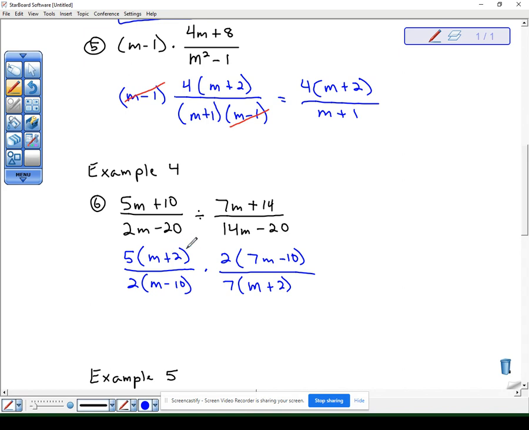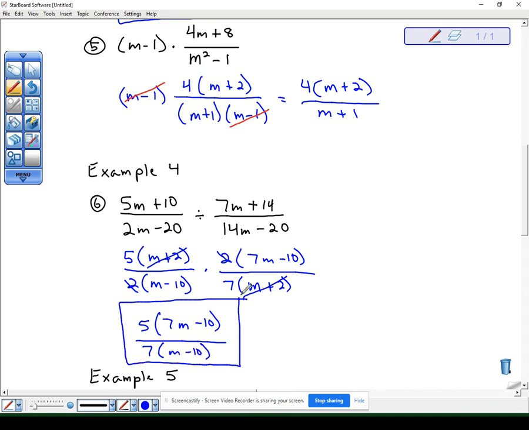So the m plus 2's would cancel, and I think the 2's would cancel. I think that's it. So 5 times (7m minus 10) over 7 times (m minus 10). Yep. 5 times (7m minus 10) is the numerator. The denominator is 7. We should put that out front, right? And then m minus 10. You must be having fun now. All right, one more example.